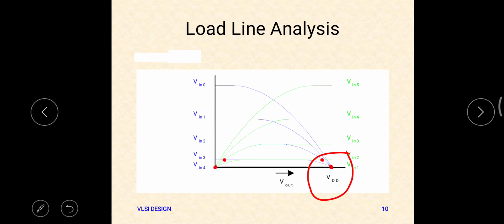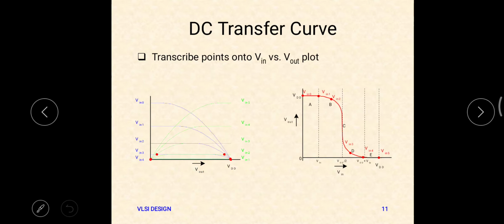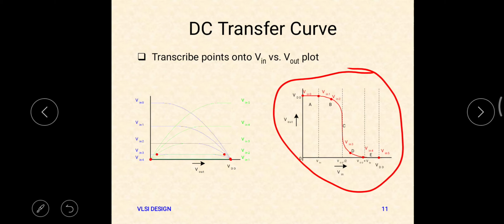Now combine all this together, that is 0.0 volt, 0.2 VDD, 0.4 VDD, 0.6 VDD, 0.8 VDD and V in equal to VDD, combine all these graphs and mark the points where they are intersecting each other, with the constant values. Then if you draw this, you will get a waveform like this. This is the input voltage versus output voltage. Your x-axis represents input, y-axis represents output voltage.